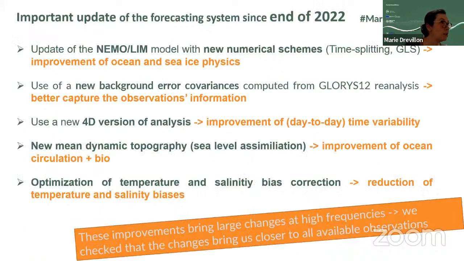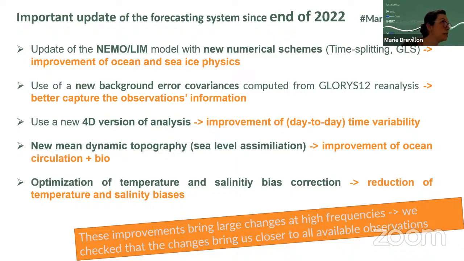So this slide is just to let you know about the recent update that we made to this forecasting system. It's very new. It dates back to the end of last year. For those of you who have been using the previous version, we made a lot of updates, and that gives nice results, but it changes a lot the day-to-day variability, towards more realism. But it is a big change.